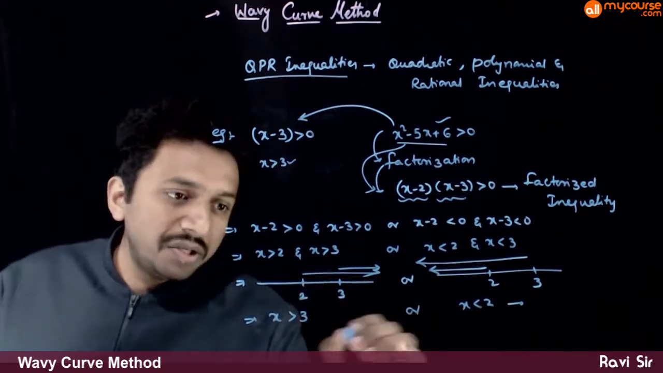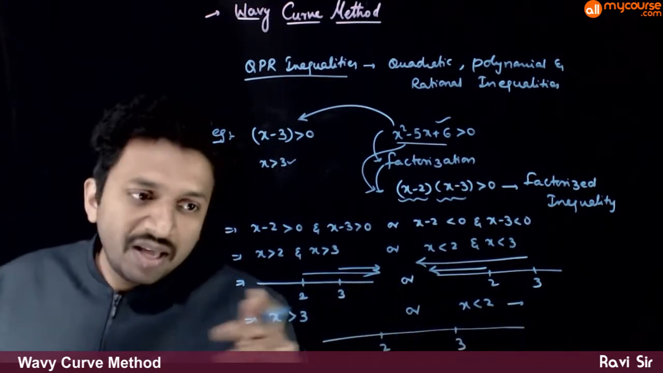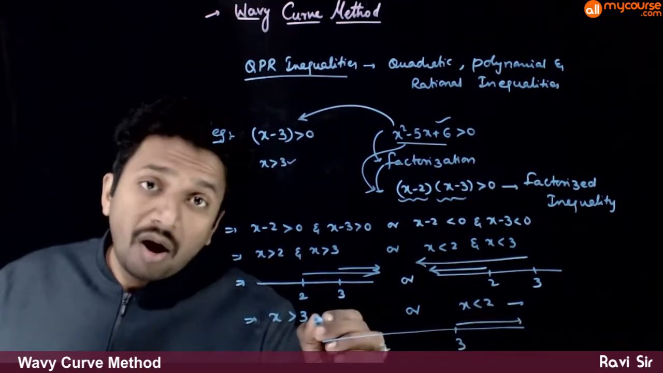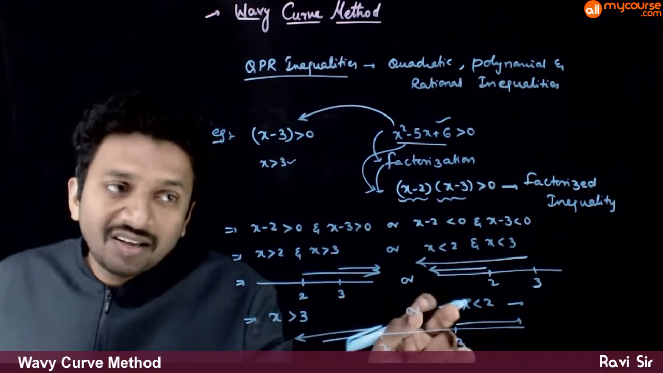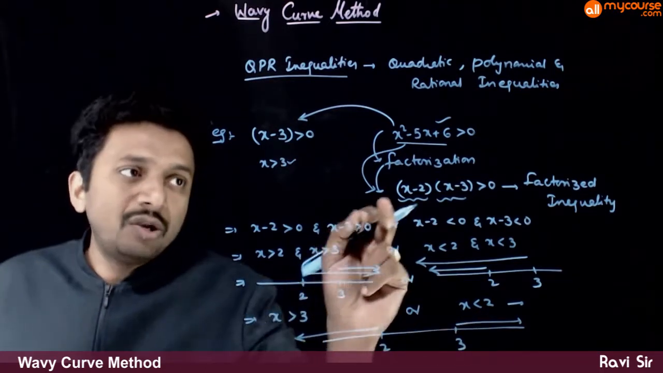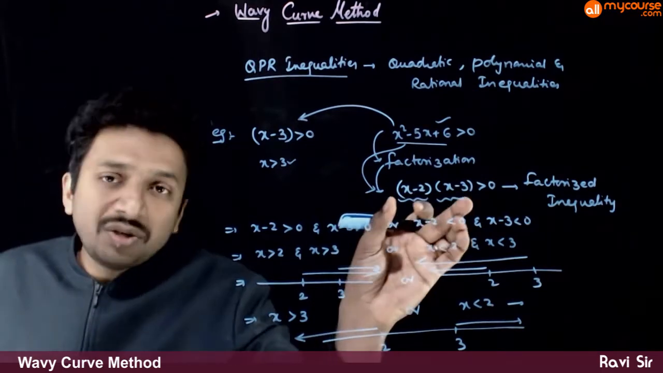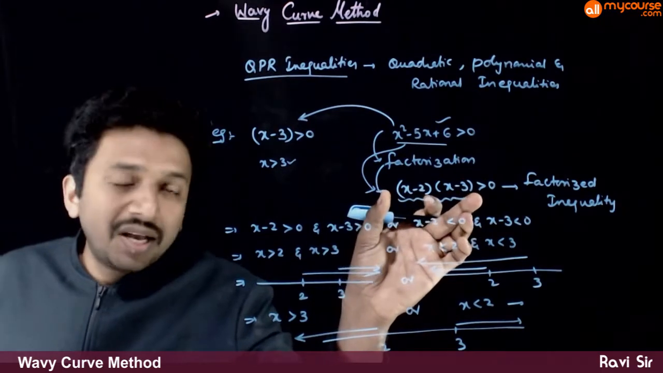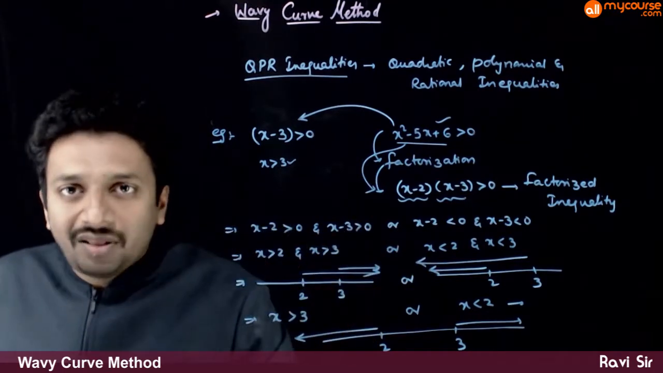So what is the effective solution? The effective solution is something like this. If you have 2 and 3, x is greater than 3 or x is less than 2. So both these intervals represent the solution of this quadratic inequality. That means once you factorize this inequality, you can convert this inequality into a series of linear inequalities and solve this.